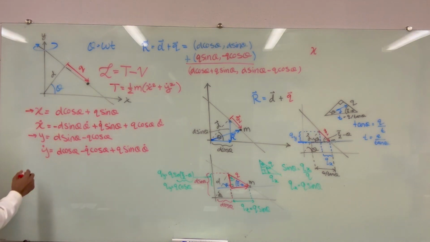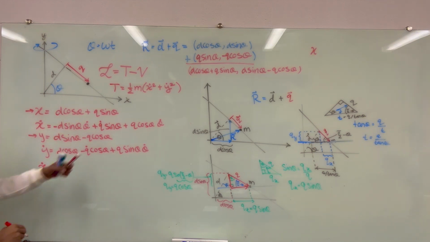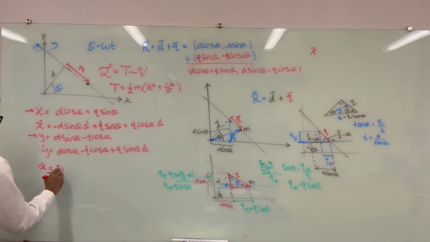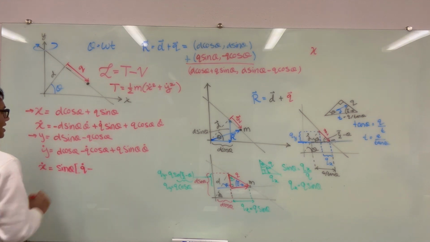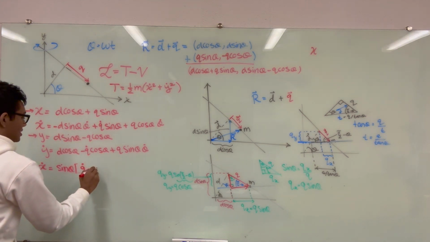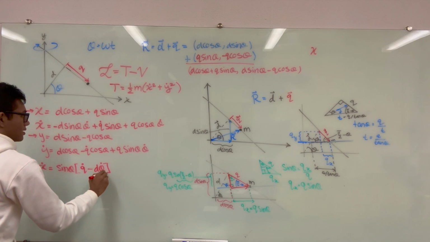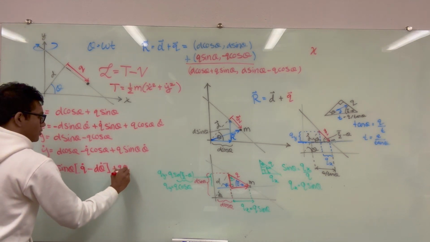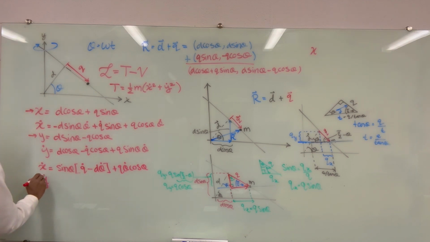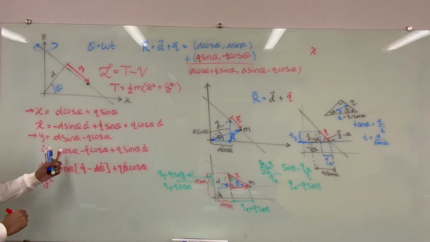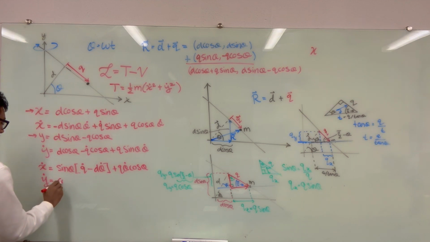So first of all, I'm going to look at x dot, and I'm going to factor something that's common out. That's sine theta. So if I factor out sine theta, then what do I have in parentheses? I've got q dot minus d theta dot, plus q theta dot cosine theta. Now likewise, let's do y dot. Let's factor out a factor of cosine theta. And what do we have in parentheses?